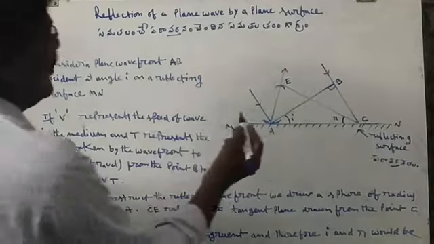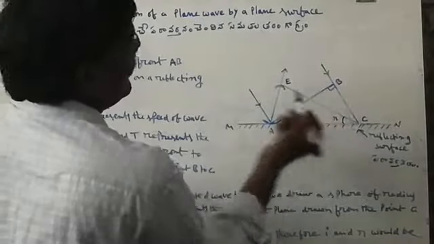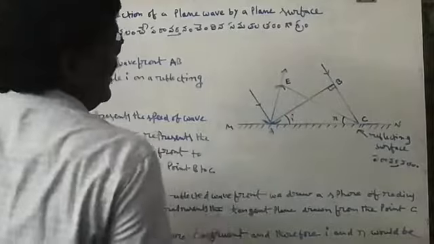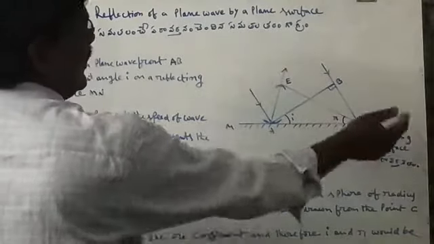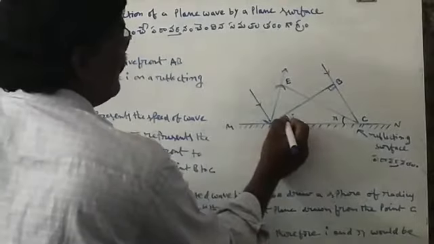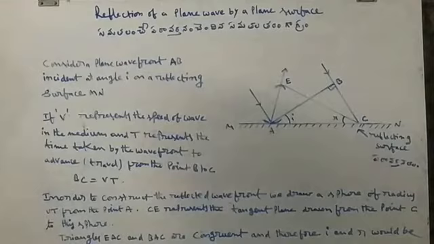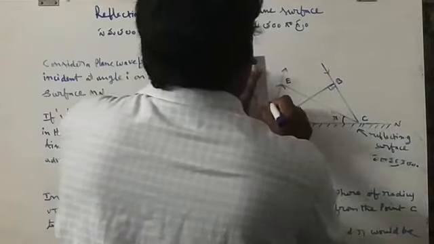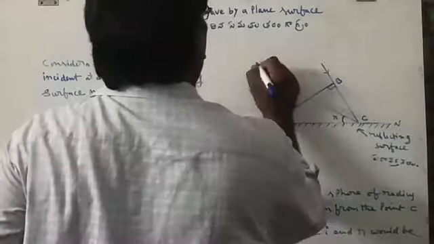Consider a plane wavefront AB incident on the plane surface, that is a mirror, with an angle of incidence I. This is the normal.